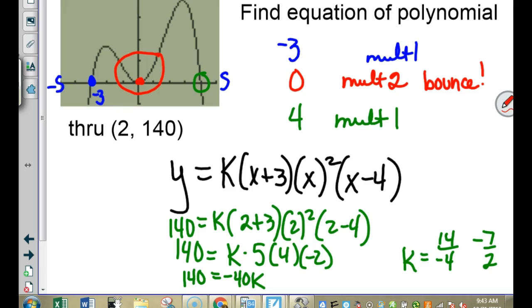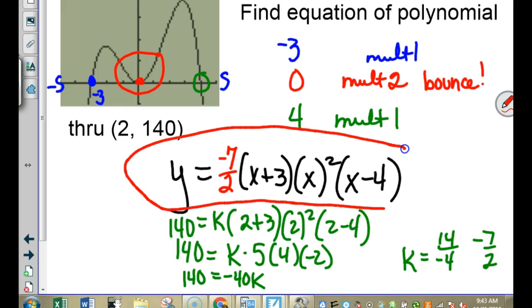Okay, we could graph that in the calculator and make sure it went through those points and looked something like that. But what is one check that's easy? Did it have to be negative? Why did it have to be negative? Why did K have to be negative?